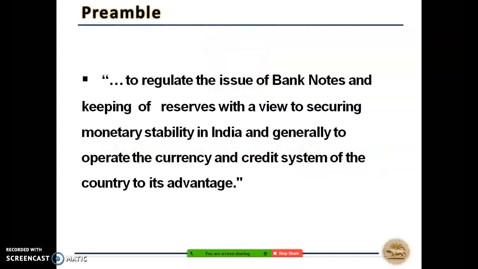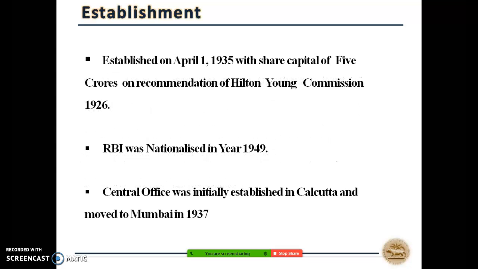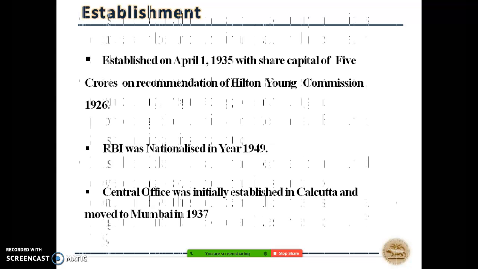So, to regulate the issue of banknotes and keeping of reserves with a view to securing monetary stability in India, and generally to operate the currency and credit system of the country to its advantage. So this is the preamble at the time of the RBI Act 1934. It was established on 1st April 1935 with share capital of 5 crores on the recommendation of the Hilton Young Commission in the year 1926. RBI was nationalized in the year 1949, and the central office, at the time of establishment, was located in Calcutta, and later it was moved to Mumbai in 1937.